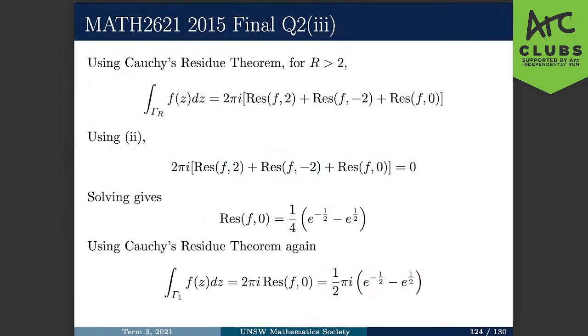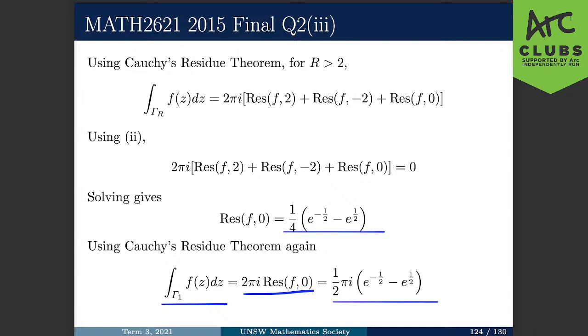Otherwise, we can just use Cauchy's residue theorem again. This time we apply it to the unit circle as the contour. As I said, plus or minus 2 are not within the interior, and so I only need the residue at 0, and I substitute this thing inside, and we'll get this, and we are done.